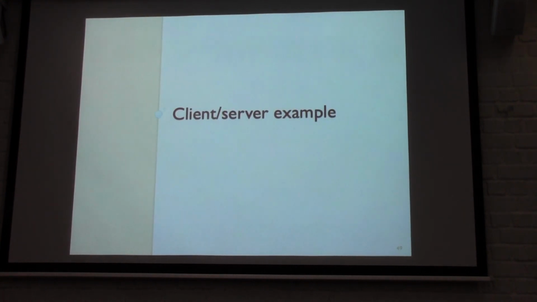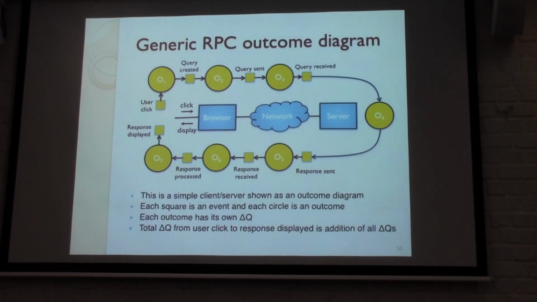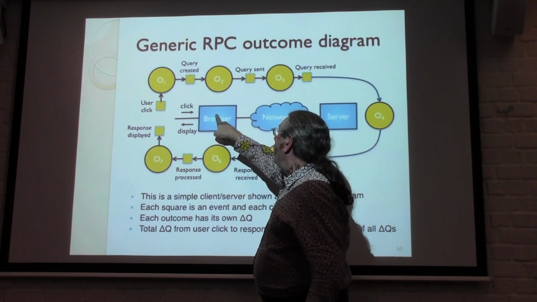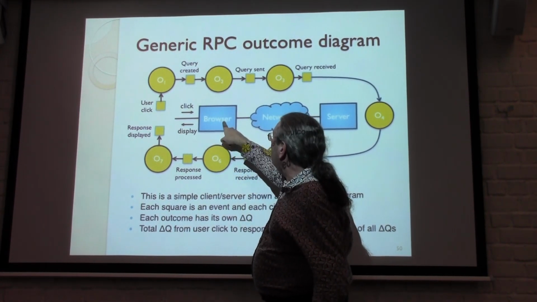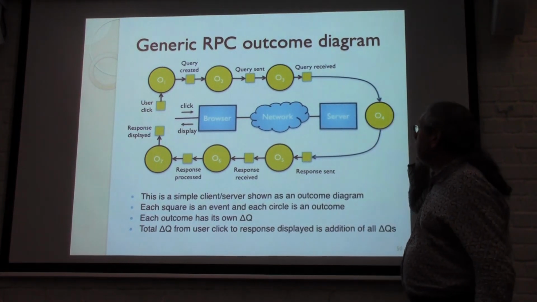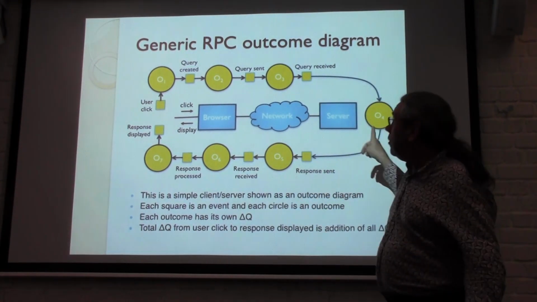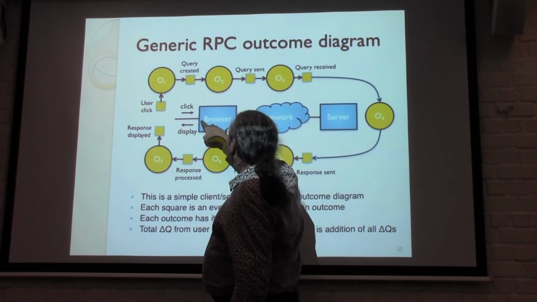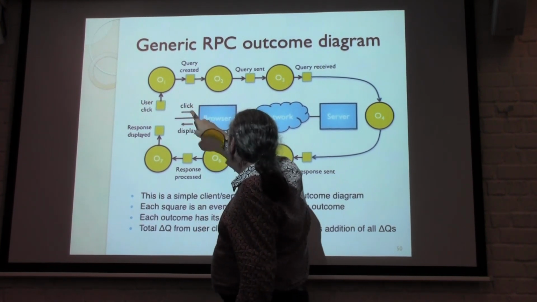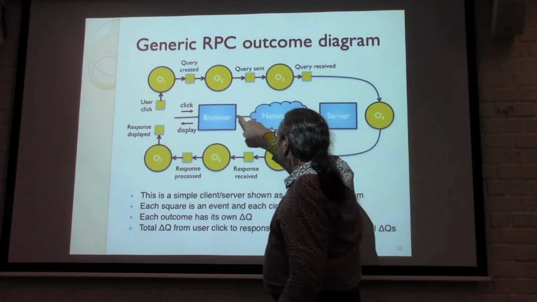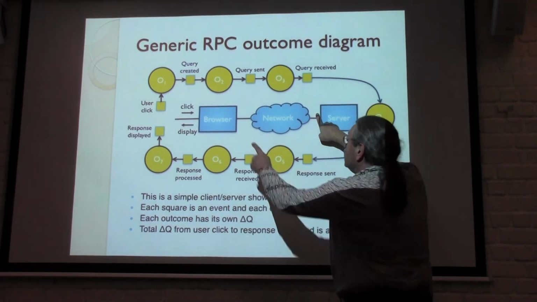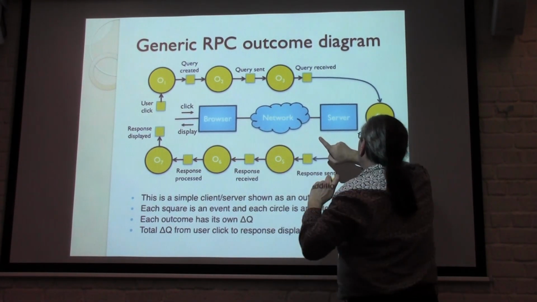Let me show you now a more complicated example. This is a generic client server. Here I have a user clicking on this computer, and there's a browser, and then the network, and then the server connected together. So there's a whole bunch of outcomes here. The user clicks. Inside, you're running the browser, so it creates a query. This is going to some database. And then it sends the query on the network, and the server receives the query. So that's an outcome: query sent, query received.